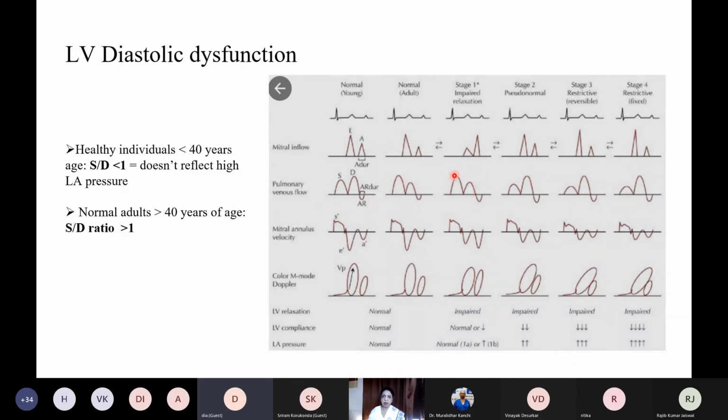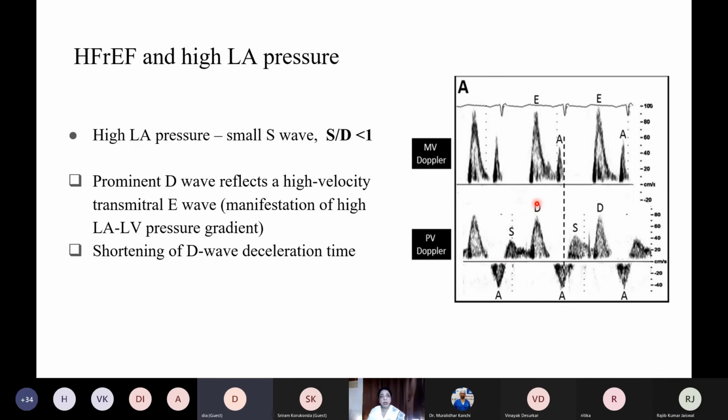In grade 1, S by D ratio is more than 1. Gradually, the S starts becoming less because of increased LA pressure, and reversal of A wave starts becoming more and more. We all know this, and this is very well explained many times. But what we have to understand is HFrEF, the concept for describing heart failure with reduced ejection fraction with high LA pressure. Usually, reduced ejection fraction is with high LA pressure, and S by D is always less than 1.